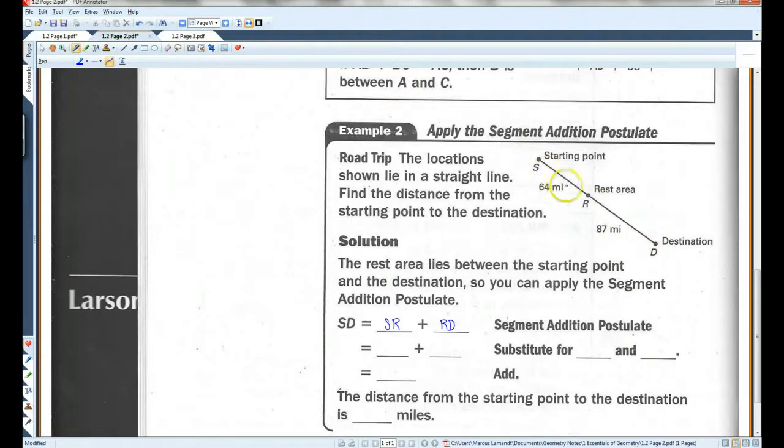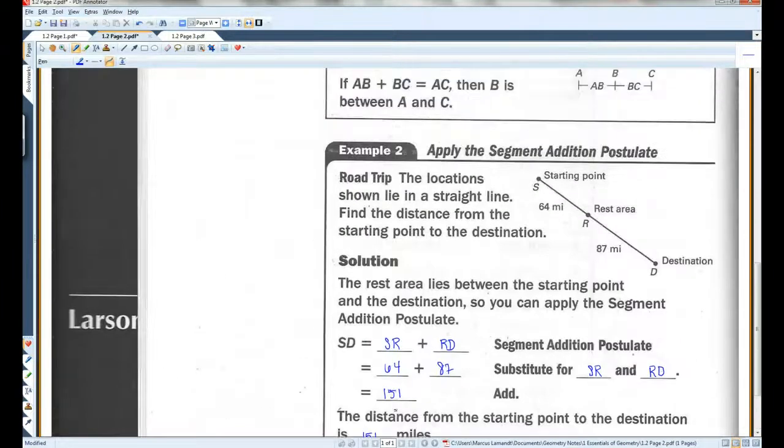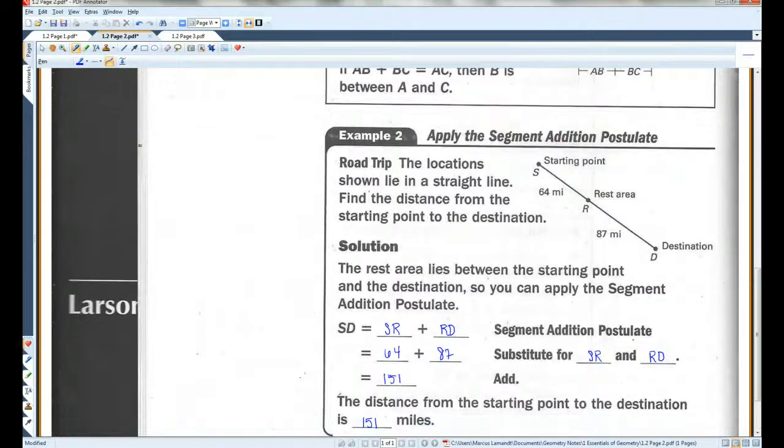Now, in the diagram it says that SR is 64 miles and RD is 87 miles. So I'm going to substitute those numbers for SR and RD. 64 plus 87, let's see here, that's 151, I believe. So the distance from the starting point to the destination is 151 miles. Alright, let's go on to page 3.